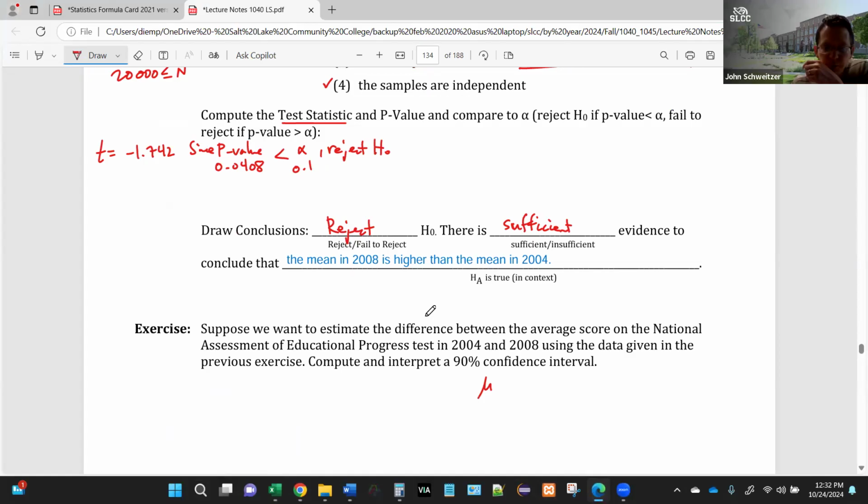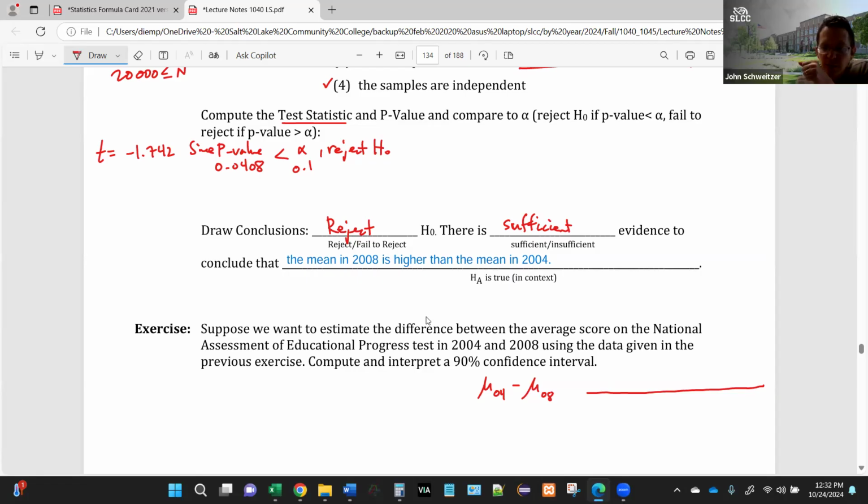All right, so suppose we want to estimate the difference between the average score on this NAEP test for 2004 and 2008. If I do mu 2004 minus mu 2008, there will be some number for that difference of parameters, right? So we're estimating a parameter of parameters here. Okay, so how does it work?